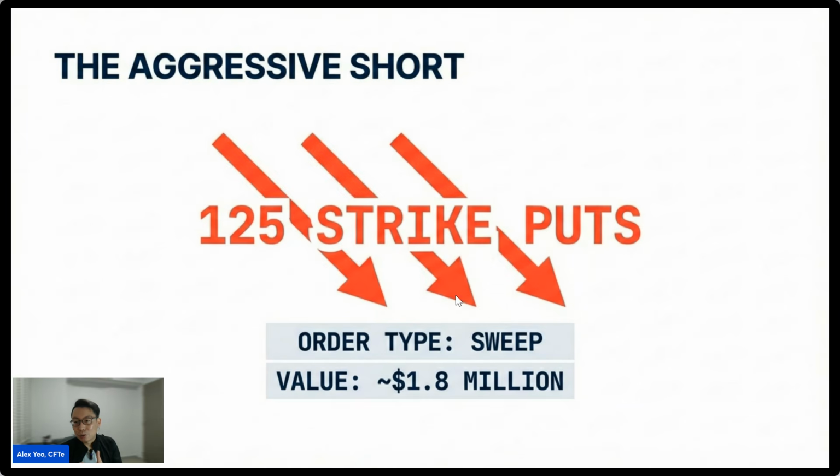The order type is sweeping, and the value is 101.8 million. So this one is not so important. The important thing is that they were betting that it is going to go down. It is going to go down.